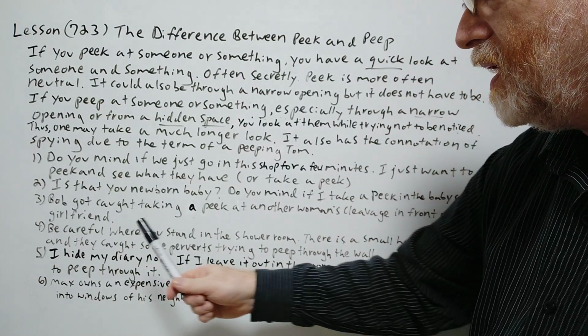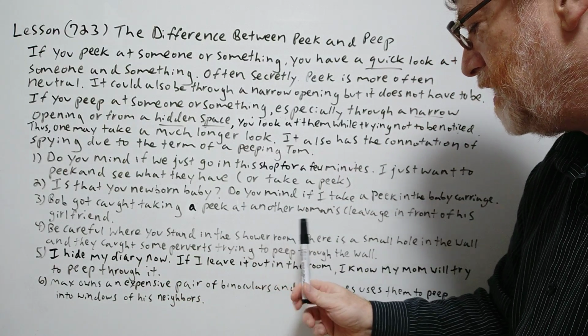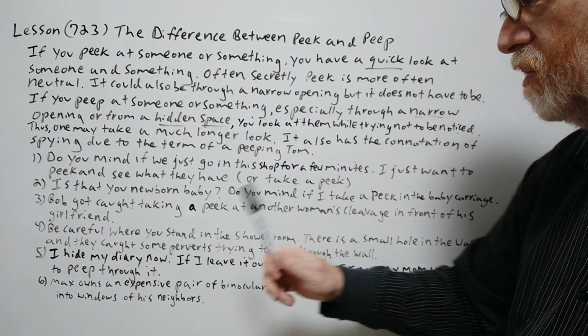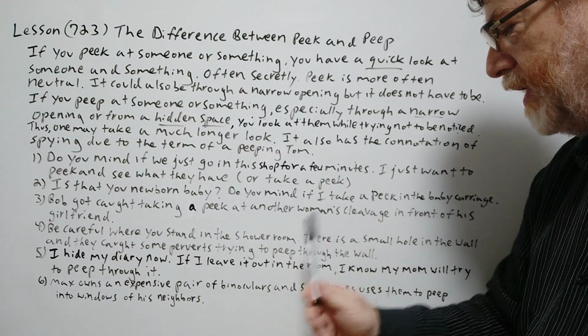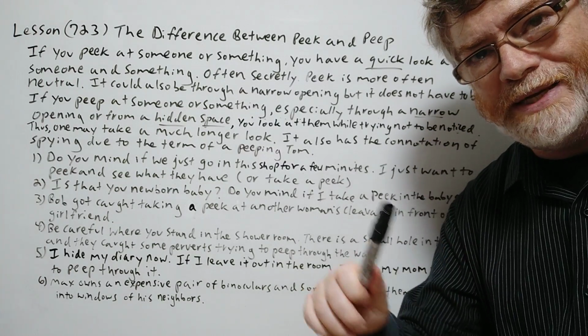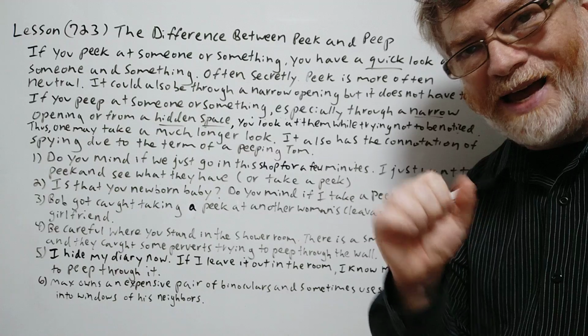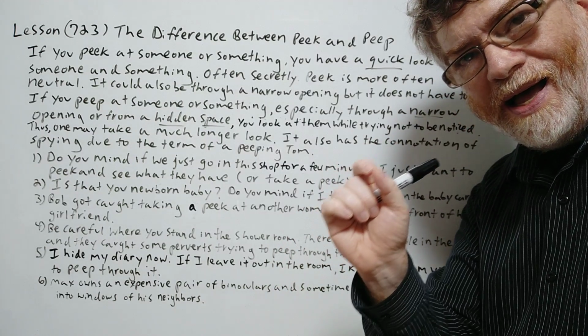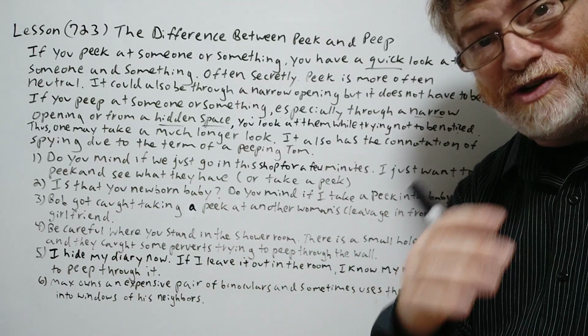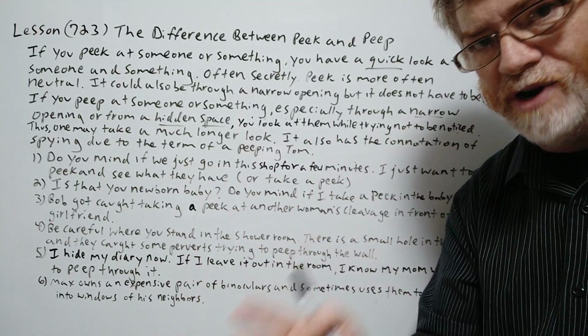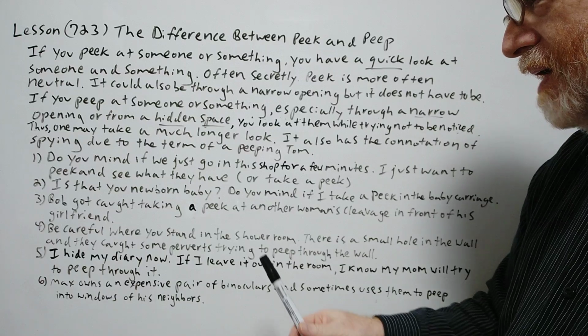Number 4: Be careful where you stand in the shower room. There's a small hole in the wall, and they caught some perverts trying to peep through the wall. Now, this is one where you will definitely mostly use peep. It is a narrow opening, and they think they can't be seen, so they're trying to take a really good look. They're not rushing. All right, good.